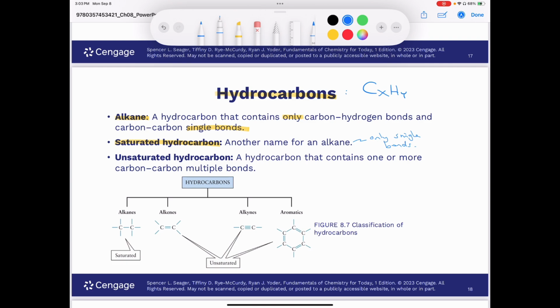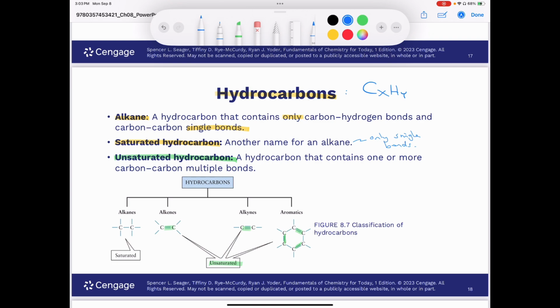So an unsaturated hydrocarbon, says here, is a hydrocarbon that contains one or more carbon-carbon multiple bonds. So you can see here an alkene has a double bond, an alkyne has a triple bond, and an aromatic like benzene has three double bonds in it. And so those are considered to be unsaturated compounds.